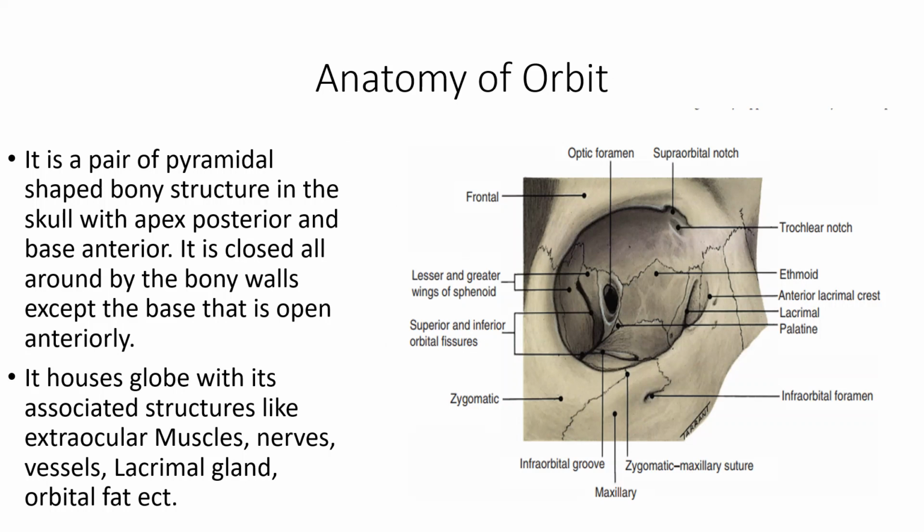We are going to discuss today the orbit, currently the anatomy of the orbit. It is a pair of pyramidal shaped bony structure in the skull with apex posterior and base anterior. It is closed all around by bony walls except the base that is open anteriorly. It houses the globe with its associated structures like extraocular muscles, nerves, vessels, lacrimal gland, orbital fat, etc.